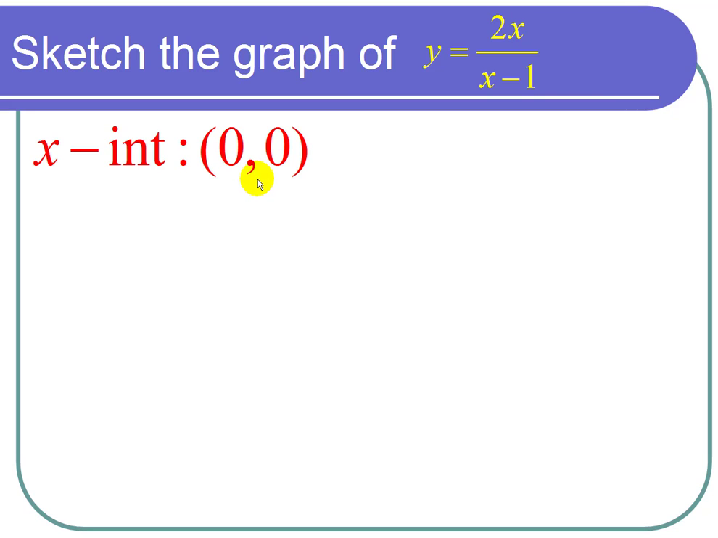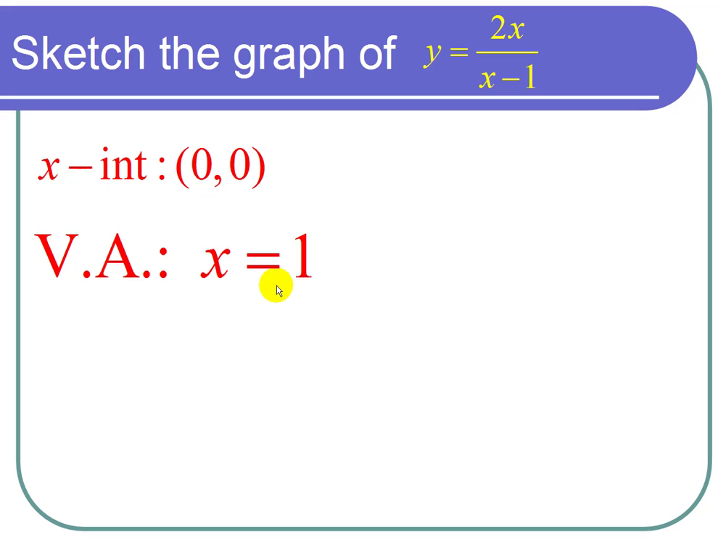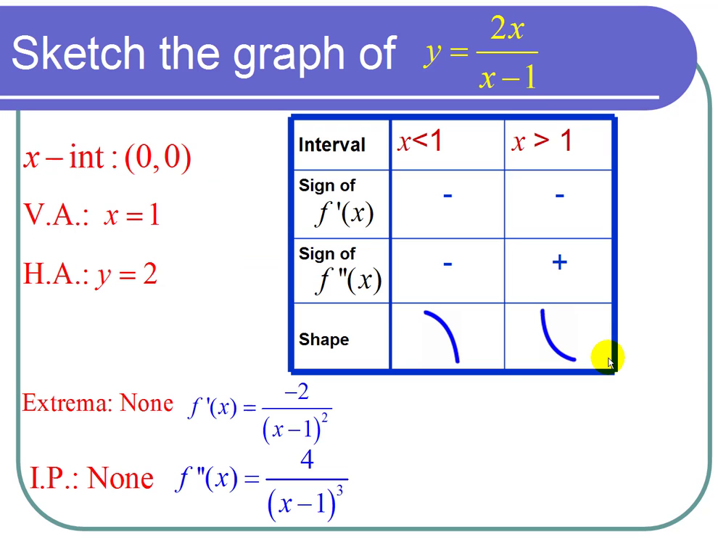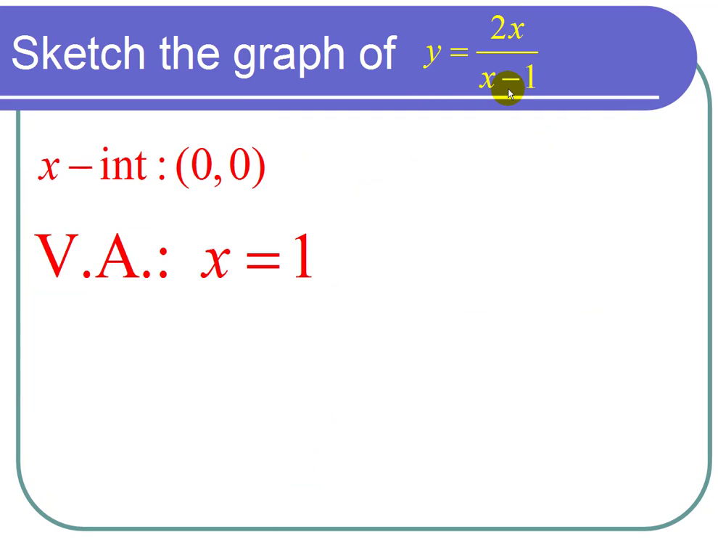Now let's find the asymptotes. For the vertical asymptote, I set the denominator equal to 0, so x equals 1 is my vertical asymptote. For the horizontal asymptote, I take a limit as x approaches infinity, and if I divide top and bottom by x, I get 2 over 1 minus 1 over x, and that approaches 2 as x approaches infinity. So my horizontal asymptote is y equals 2.